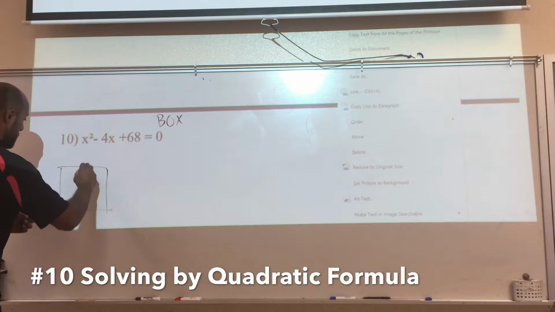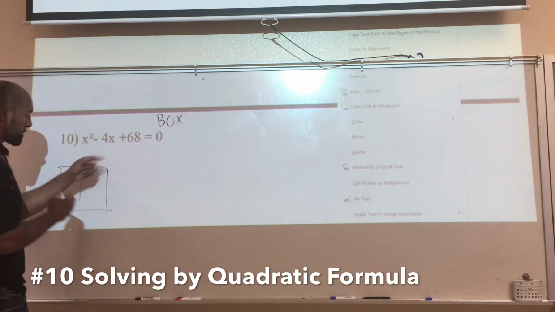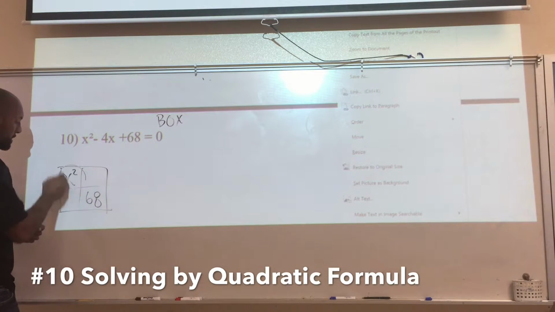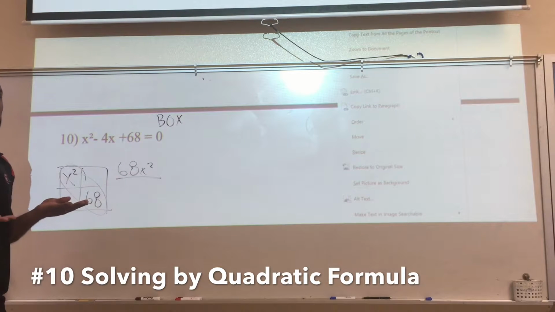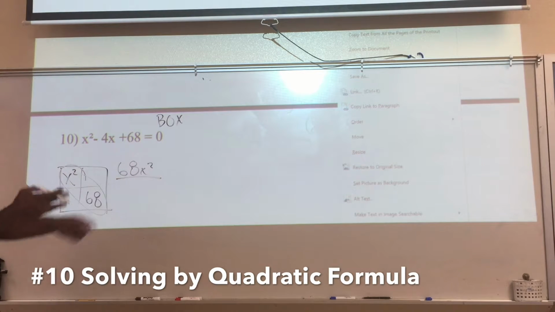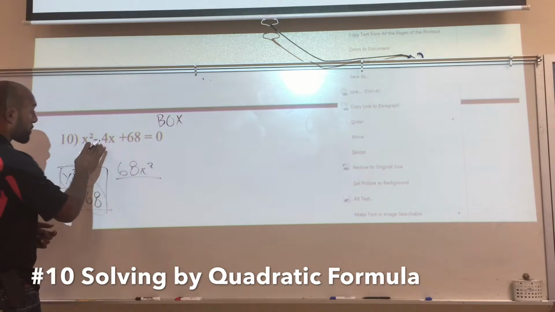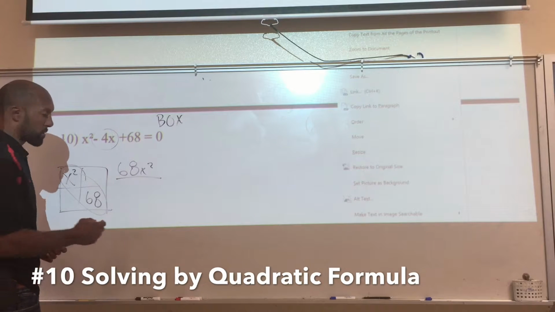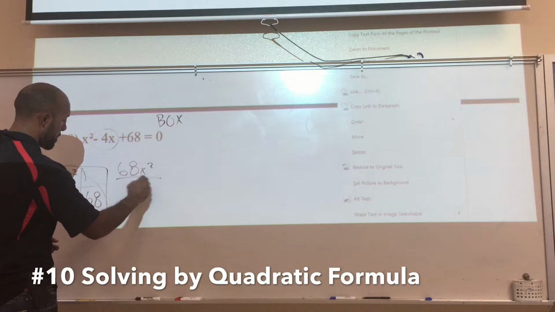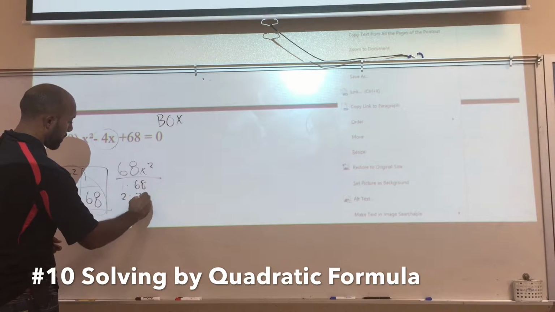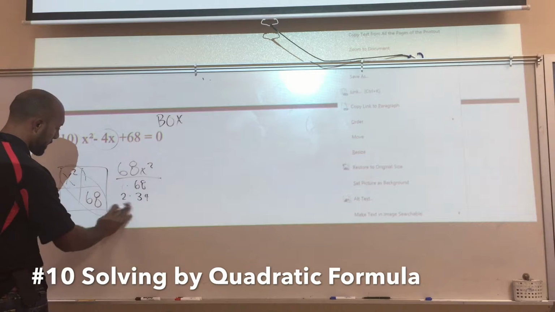So I set up my box. Remember, the first term goes in the first box, and the last term goes in the last box. Then I'm going to take these 2 terms and multiply those together. What two numbers multiply to 68, but also add up to negative 4? That's how the sum has to be. Okay, let's go down the list: 1 times 68, 2 times 34, 3 doesn't go into that number.